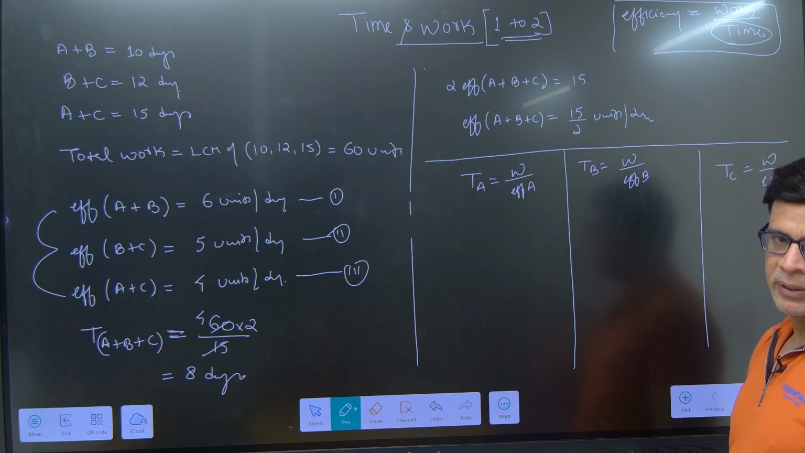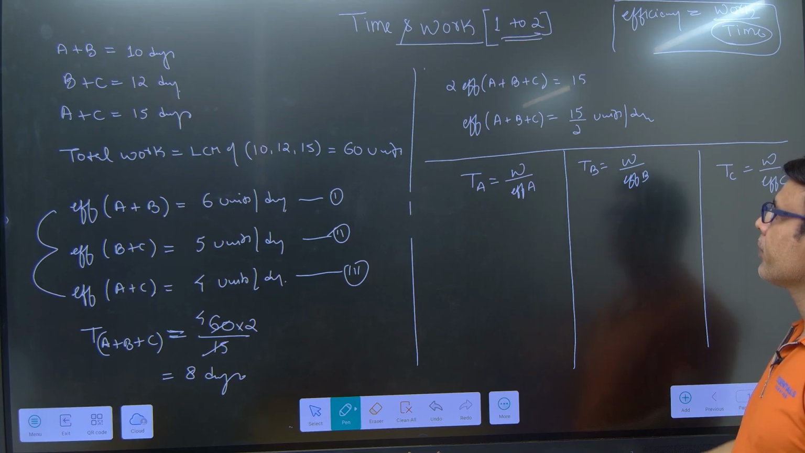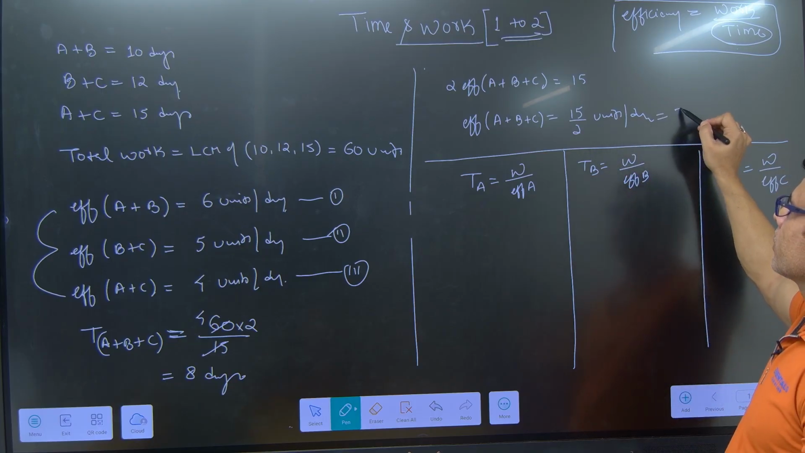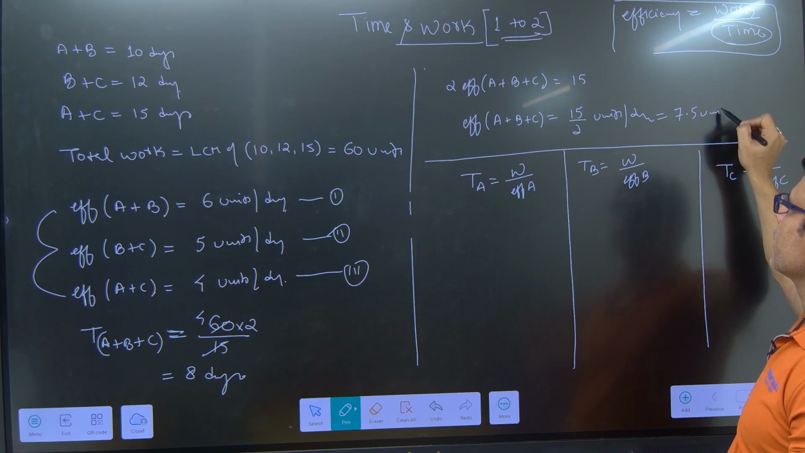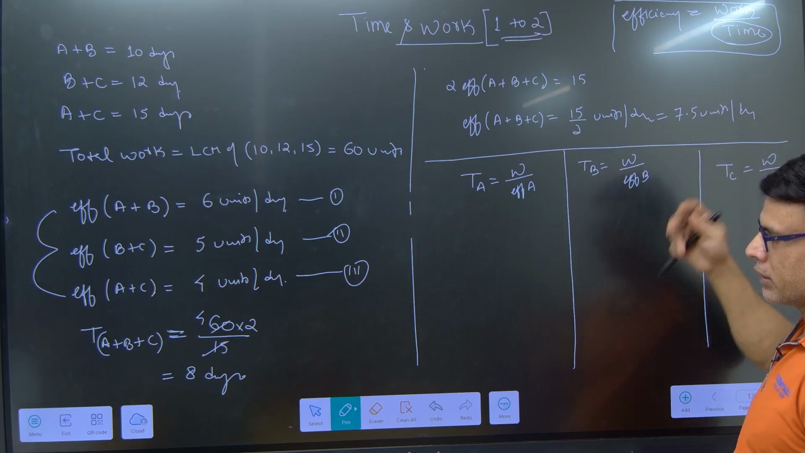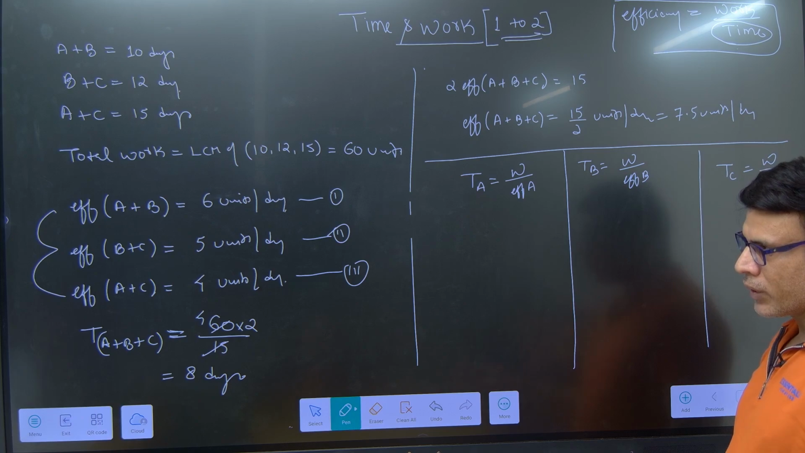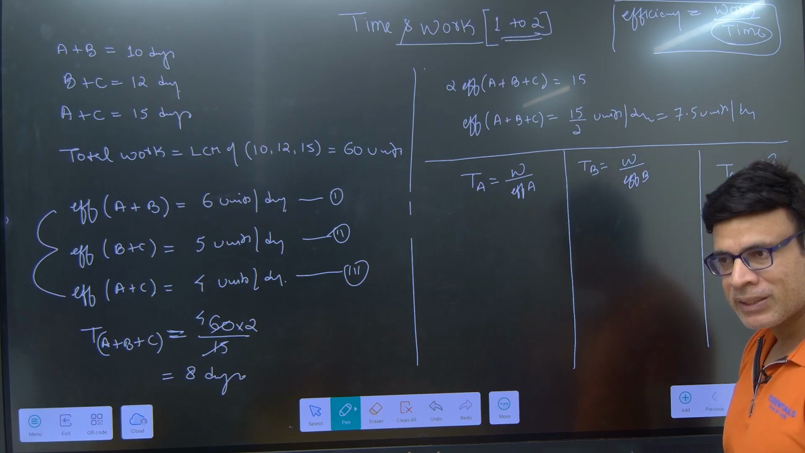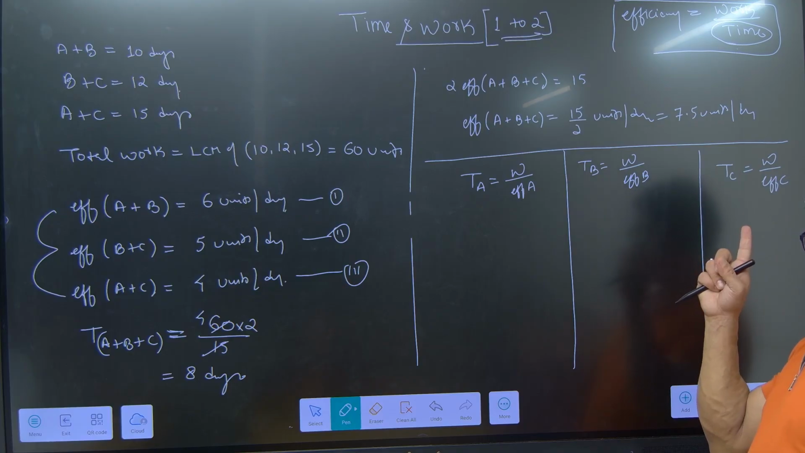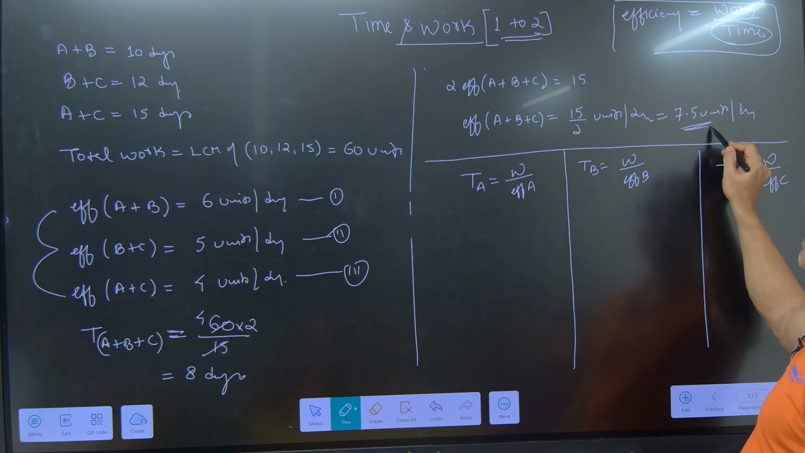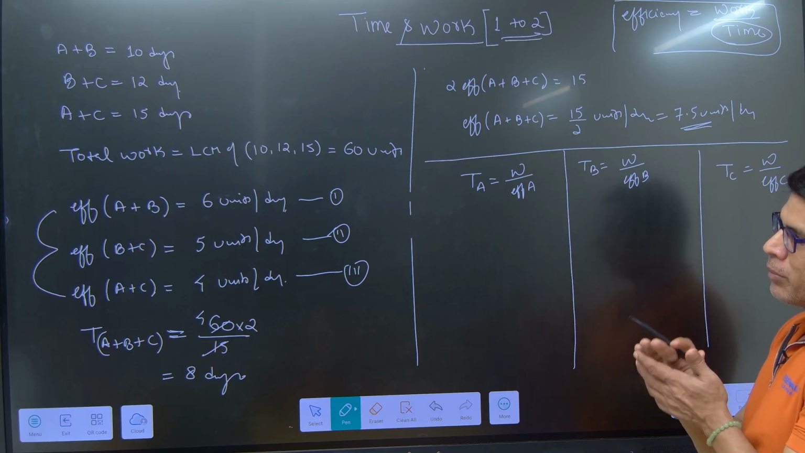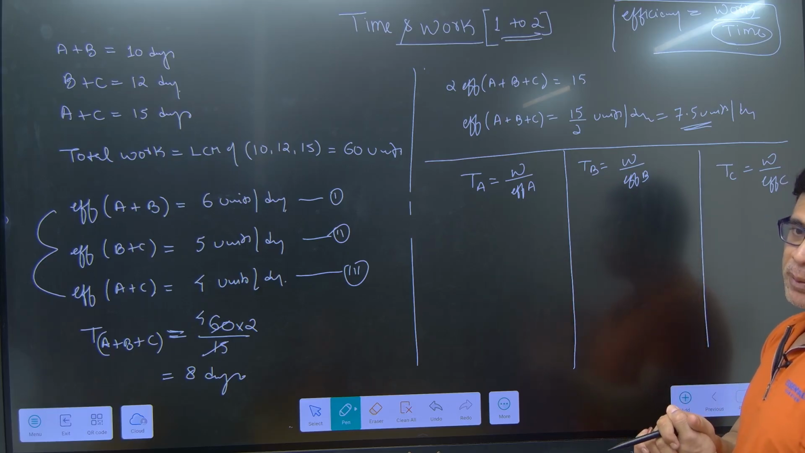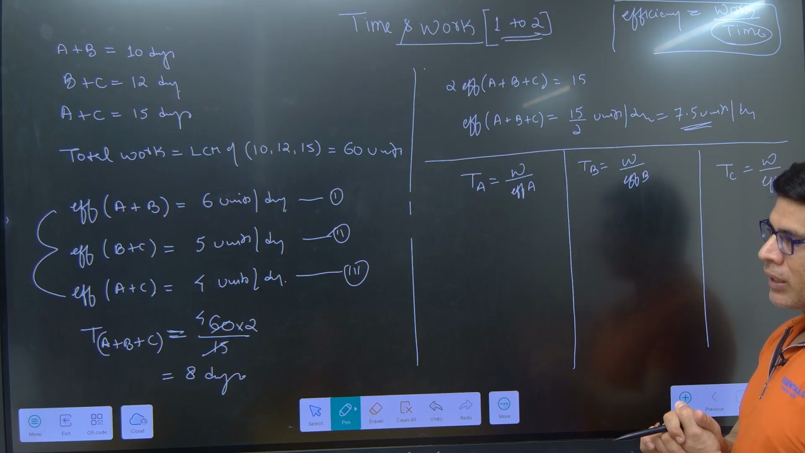But what is individual efficiency of A? वो नहीं मालूम अभी तक. But we can find out. This 15 by 2, you can also write 7.5 units per day. Do you know what is B plus C? How much? And what is A plus B plus C? So if B plus C is 5, and A plus B plus C is 7.5, can you find out the efficiency of A? How much?